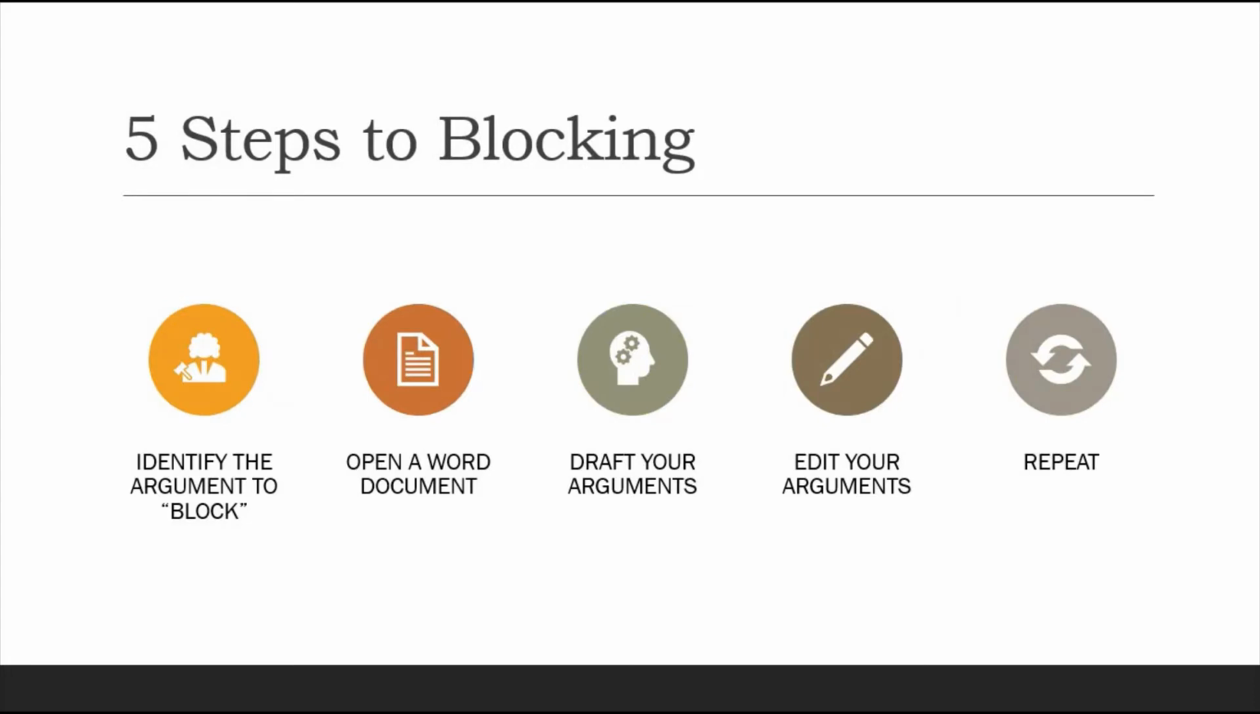So how do I block? 5 steps. Step 1, identify what you actually want to write responses to. This is an underrated aspect of blocking. You just don't go about it willy-nilly. You say, okay, I've heard a new disadvantage, so I need to write a block to that. Or I've heard an affirmative team make a new set of responses to our disadvantage, so I'm going to write a block to that. Step 2, open up a Word document.